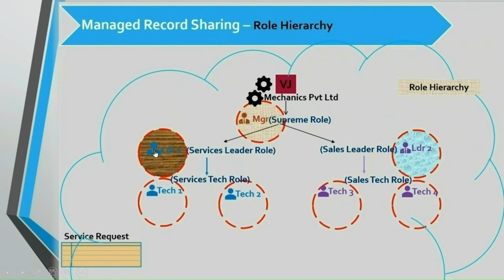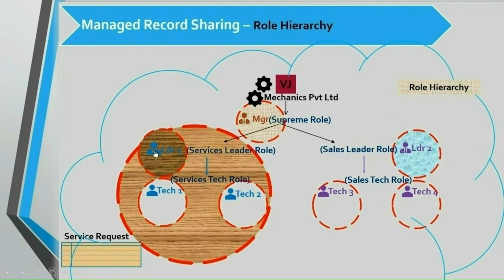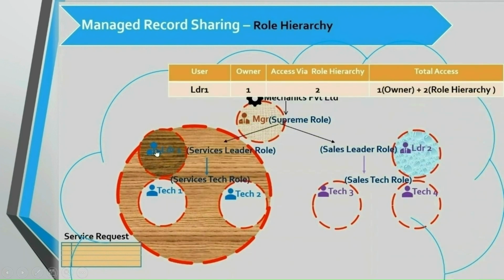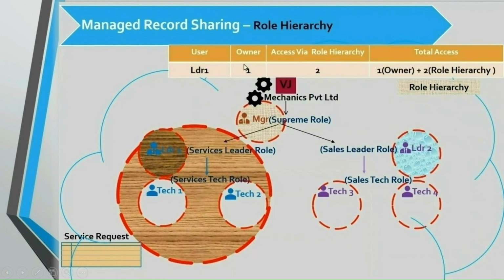Let us check what record access LDR1 has. Since he is at the service leader role, he would get the complete access on the records that the subordinates created. Now let's have a look into the list of records that he has access to. One record has ownership, that is his own record, and two other records via role hierarchy, that is created by his subordinates Tech 1 and Tech 2.